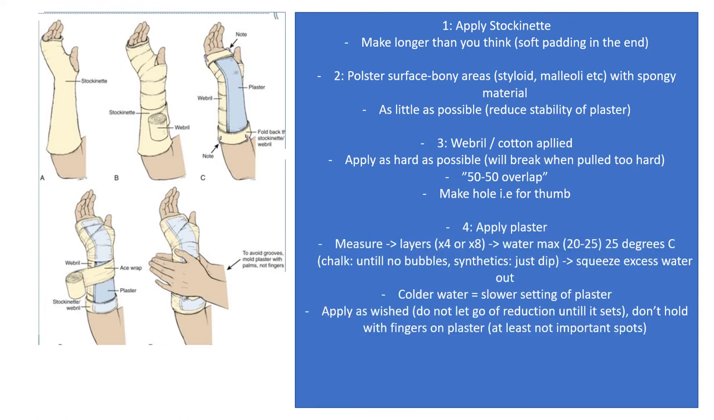Then apply the plaster. If I have to plaster this area, I will measure it with my plaster, and then I'll go 1, 2, 3, 4, 5, 6, 7, 8 if it's a chalk cast, and 1, 2, 3, 4 if it's not a chalk cast. Sometimes you don't have to do 4 times, but as a general rule of thumb.